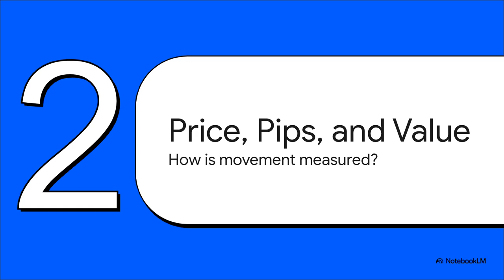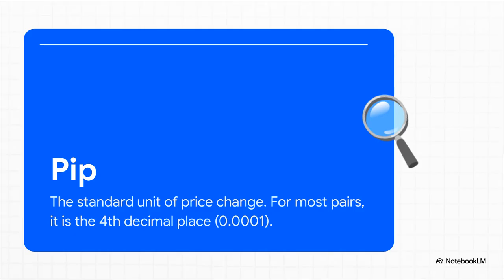Okay, so we get the pair itself, but let's be honest. We're here because prices move. That's where you either make or lose money. So the big question is, how do we measure those teeny tiny constant fluctuations? The answer is something called a pip. It's short for percentage in point, and it is the universal yardstick for price changes in Forex. So for a minute, forget about dollars and cents. In this world, we talk in pips.